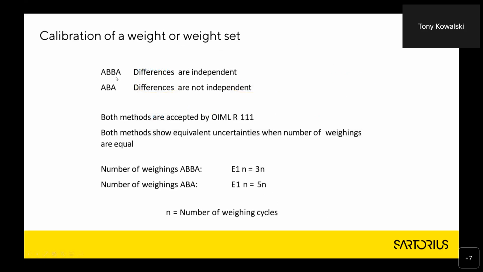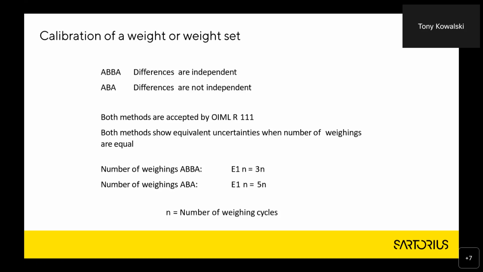So as I mentioned, with the sequence on an automatic or a robotic comparator, the differences are independent. Here we share the differences between the reference and the test weight. Both methods you'll find in the OIML. Both methods give equivalent uncertainties on the same type of comparator if the number of weighings are equal.